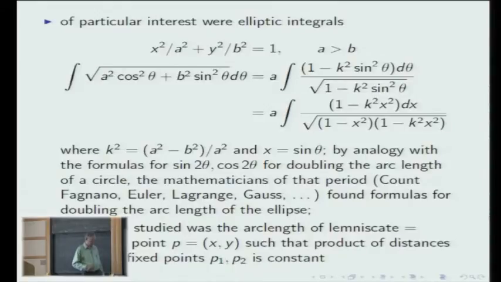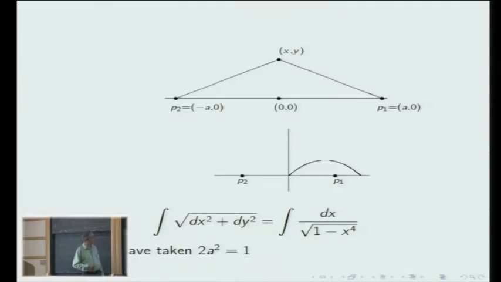Also much studied, and in a way mathematically simpler, is the arc length on the lemniscate. Here I've just drawn the picture, and this is a particularly nice integral to play with. It's a simple integral. You have 4 branch points, the 4 roots of unity. It's a Riemann surface of genus 1.